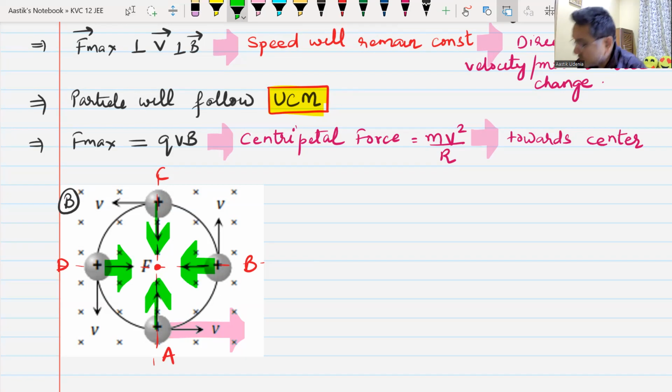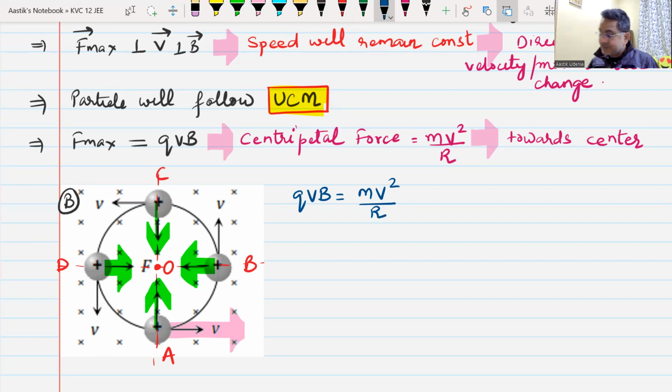In all the cases, you can see that this magnetic force is pointing towards which point? It is pointing towards the center O. Do we understand this? Yes, sir. Then we can write simply that this magnetic force, which is QVB, is giving the centripetal force, which is mv square by r. From here, you can find out the radius of the circle, which will be given by mv by qB.